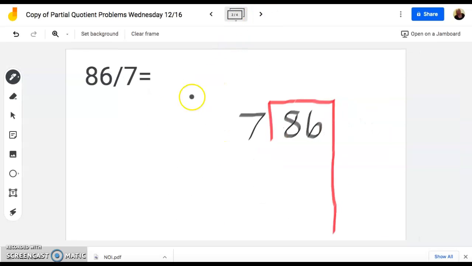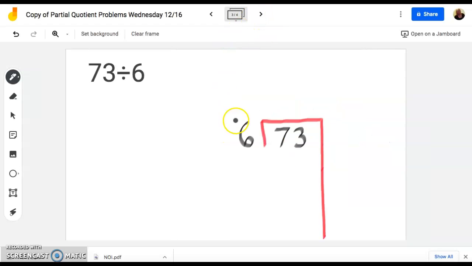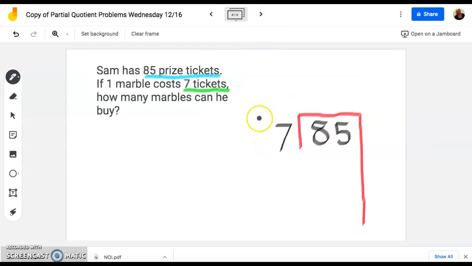So looking at the rest of them, here's 86 divided by 7. 73 divided by 6. And then here's a story problem. Sam has 85 prize tickets. If one marble costs 7 tickets, how many marbles can he buy? So you have 85 prize tickets. That's the dividend. That's what you're dividing. And the divisor is 7 tickets. And so you would divide it out the same way.